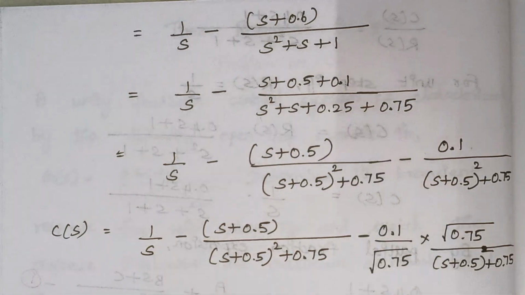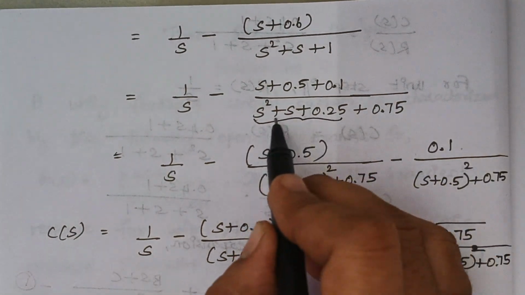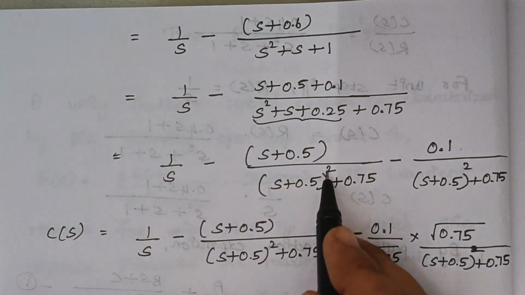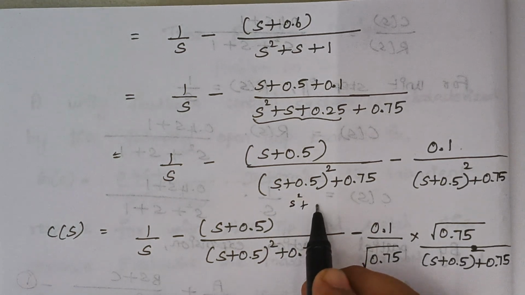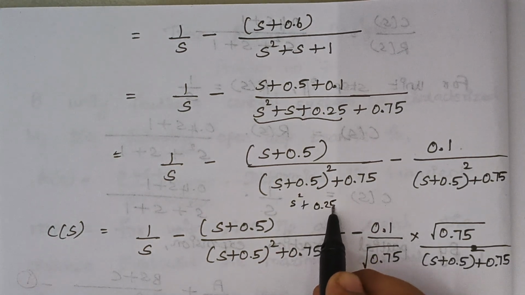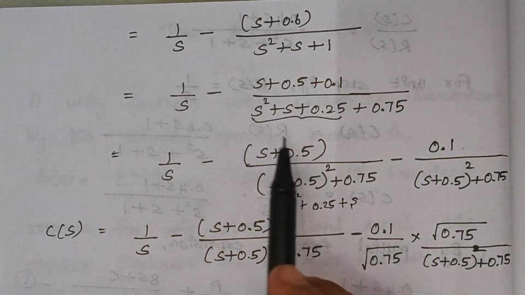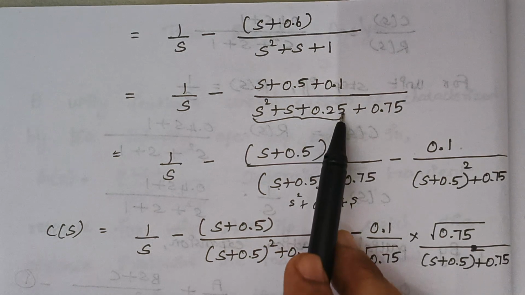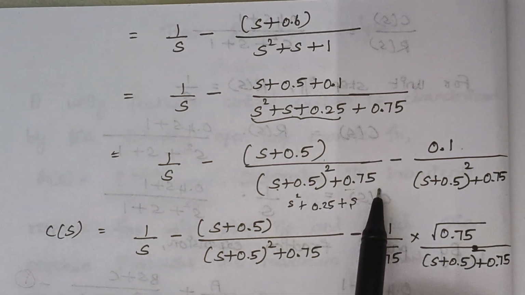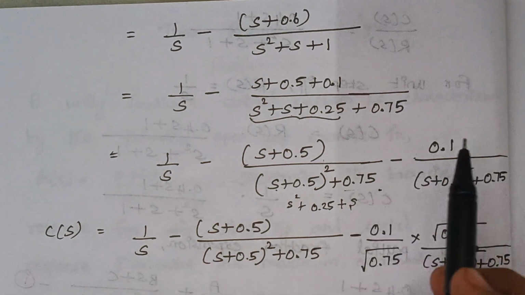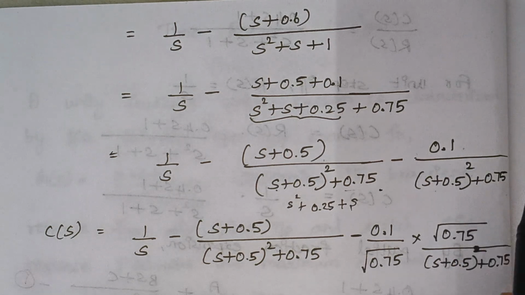So when you look at this denominator term, that is s square plus s plus 0.25 can be written as s plus 0.5 the whole square. See, a square, that is s square, plus b square, 0.5 whole square will be 0.25, plus 2ab will be again s here. So s square plus s plus 0.25 can be rewritten as s plus 0.5 the whole square plus this 0.75 as such, minus again 0.1 divided by s plus 0.5 the whole square plus 0.75.